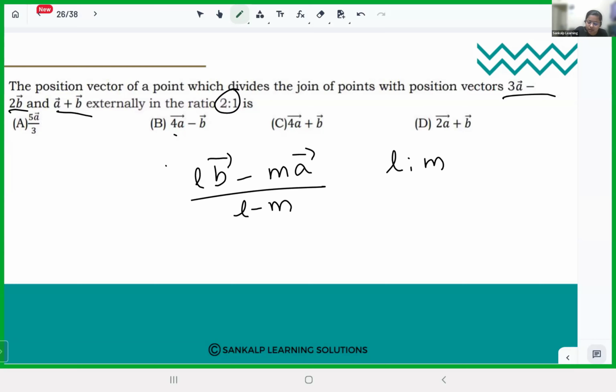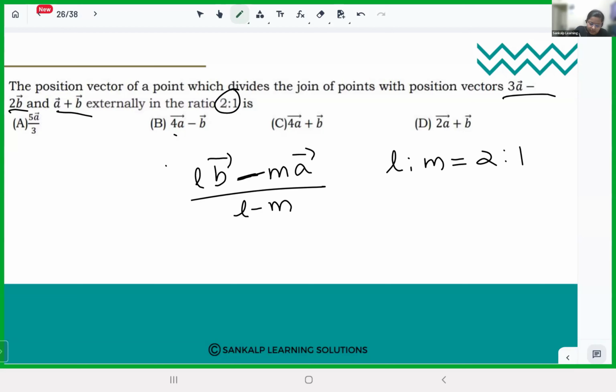And what are L and M? L is to M is given here as 2 is to 1. It is the ratio. This point is dividing the line externally in that ratio. Externally means it will be LB minus MA by L minus M. If it was internal, it would become LB plus MA by L plus M. That is the difference here.